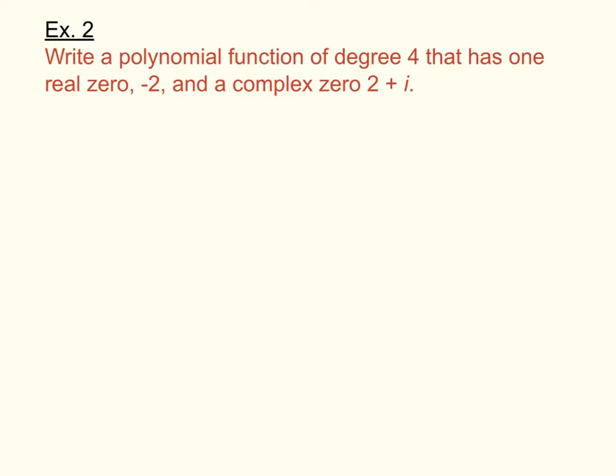In this case, they wanted to write a polynomial function of degree 4 that has one real zero, negative 2, and a complex zero, 2 plus i. Okay, again, we have Phil screaming at us. We don't need to factor or do anything fancy. Oh, it appears he has some chin hair there or some sideburns. And now he is saying, write this function.